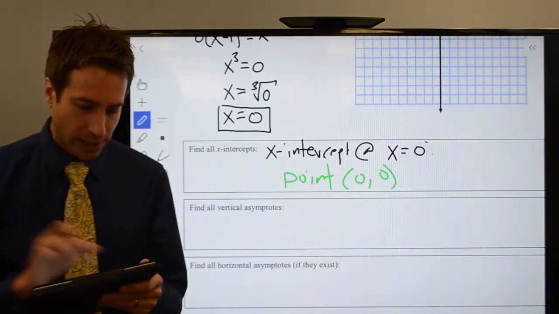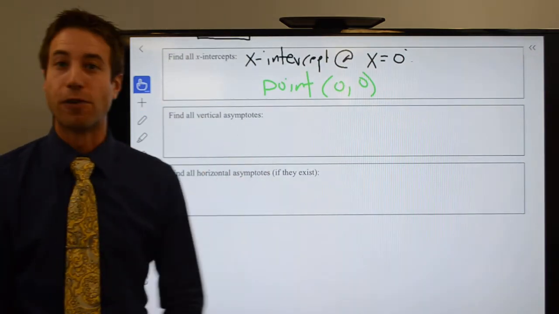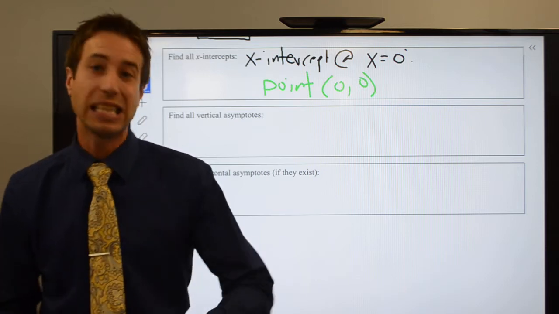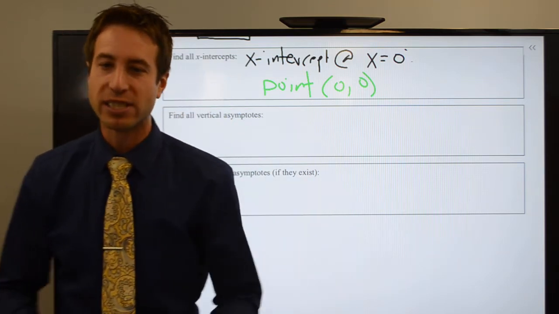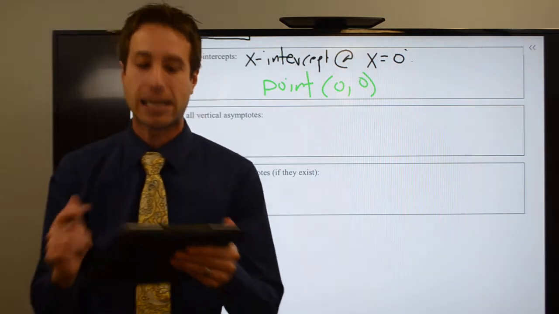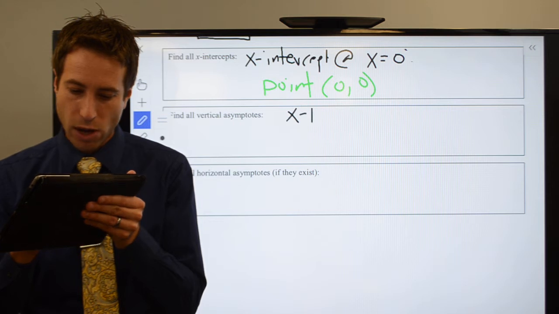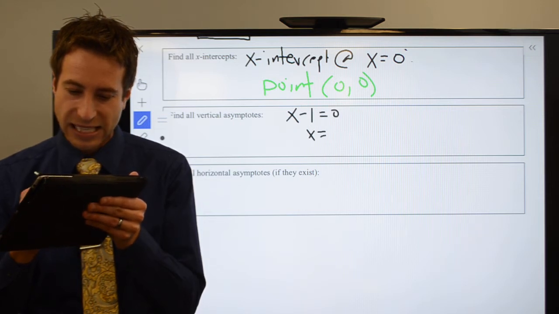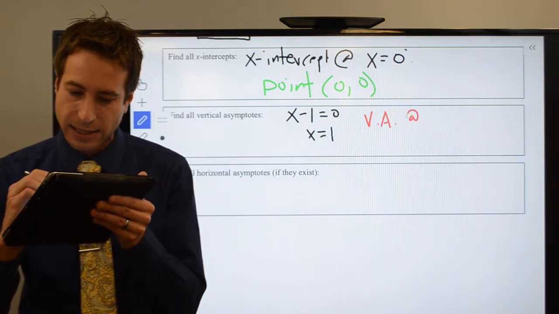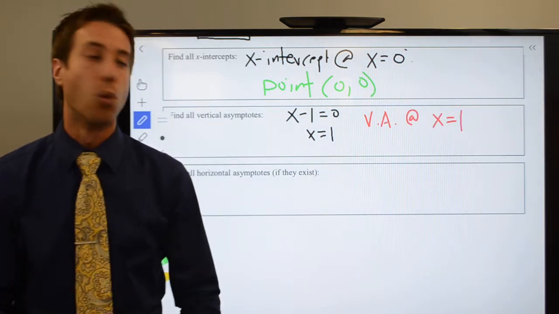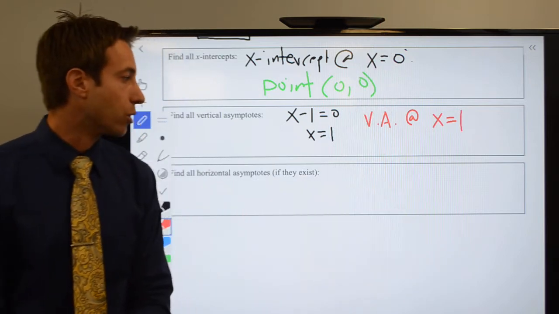Okay, well, the next box, I ask you to find all vertical asymptotes. Well, that's easy. We just practiced doing it. You take the denominator and set it equal to 0. Our denominator in the function above is x minus 1. So x minus 1 is equal to 0, which means x is equal to 1. And so I now know that I have a vertical asymptote at x equals 1.